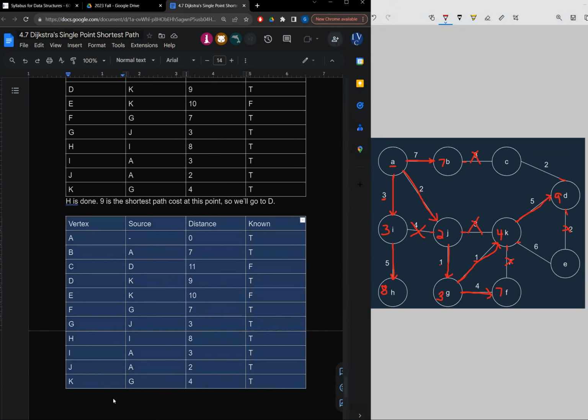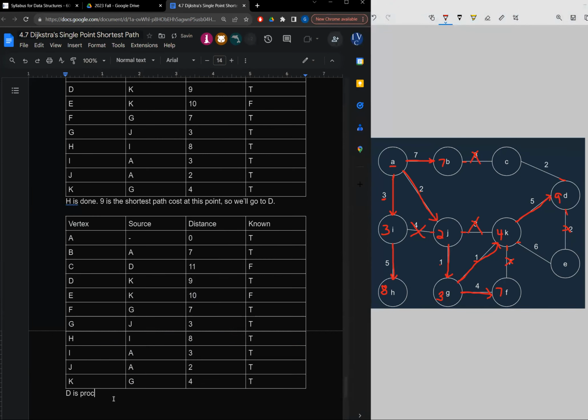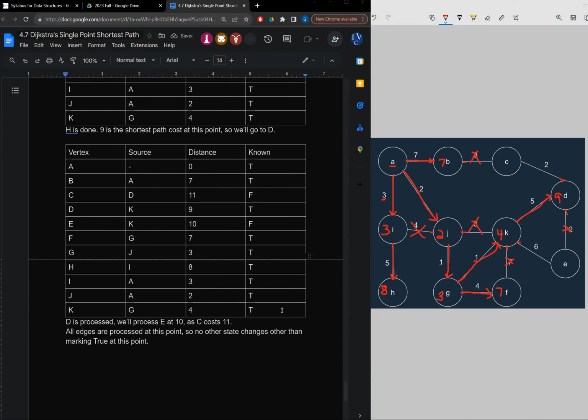All right, so D is processed. I'll process E at 10 and C costs 11. All the edges are processed at this point, so there are no other state changes other than marking true. All right, so we just go ahead and mark it as true, and mark that as true.